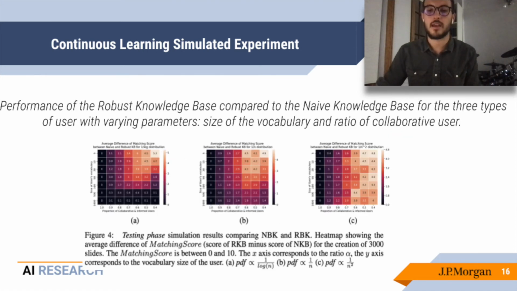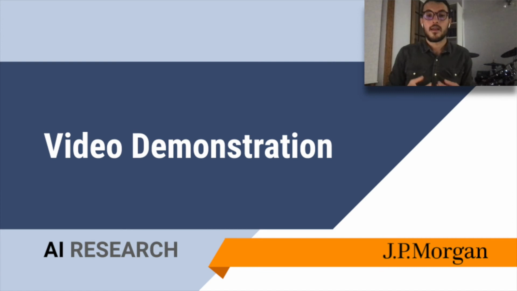In this last slide, I'm presenting you the average matching score between the naive and robust knowledge base for many of the parameters. What is really good here is that for all the scenarios, for all the sets of parameters, the robust knowledge base is consistently better. And now it's time to show you a video demonstration of a potential use case of Docubot.